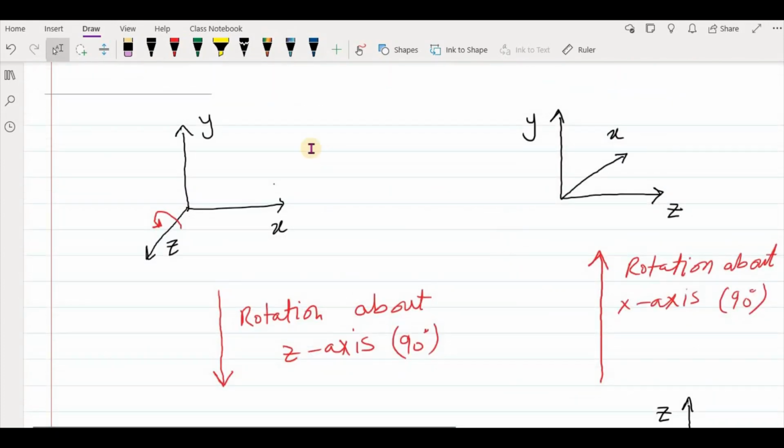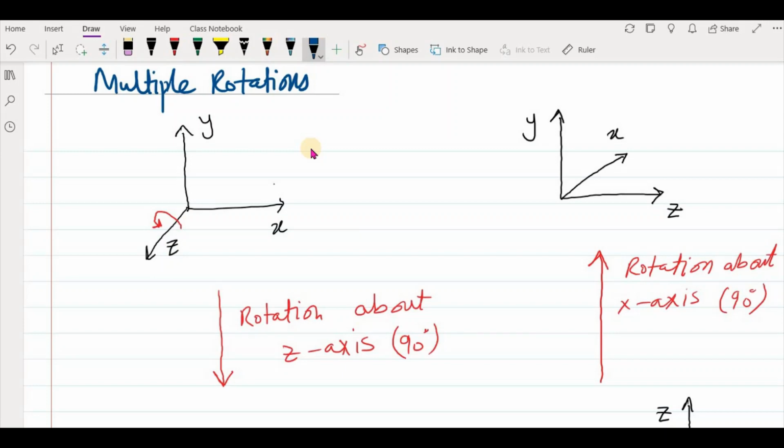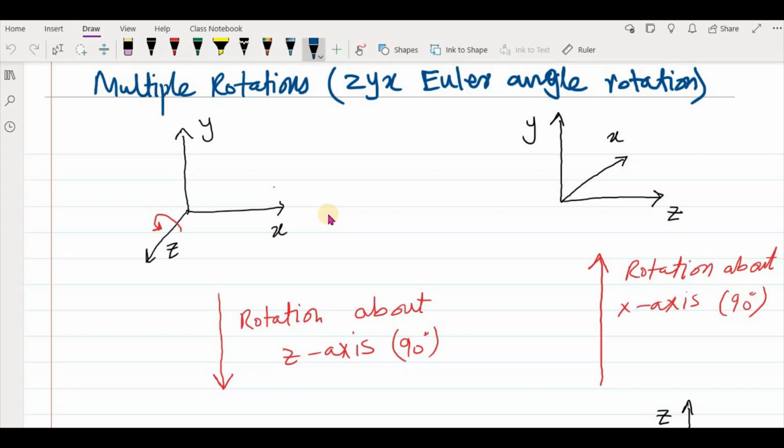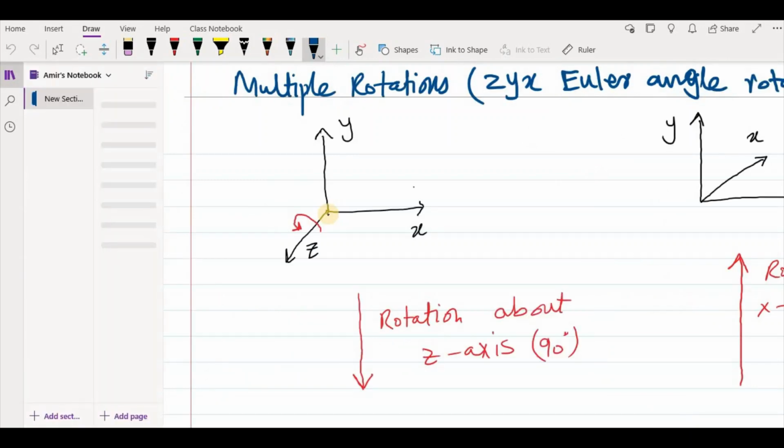And let's also write down here on the top. You can write down multiple rotations, and in this particular case we have z, y, x Euler angle rotation. Okay, now let's take an example where we have to do some transformation of the frames.